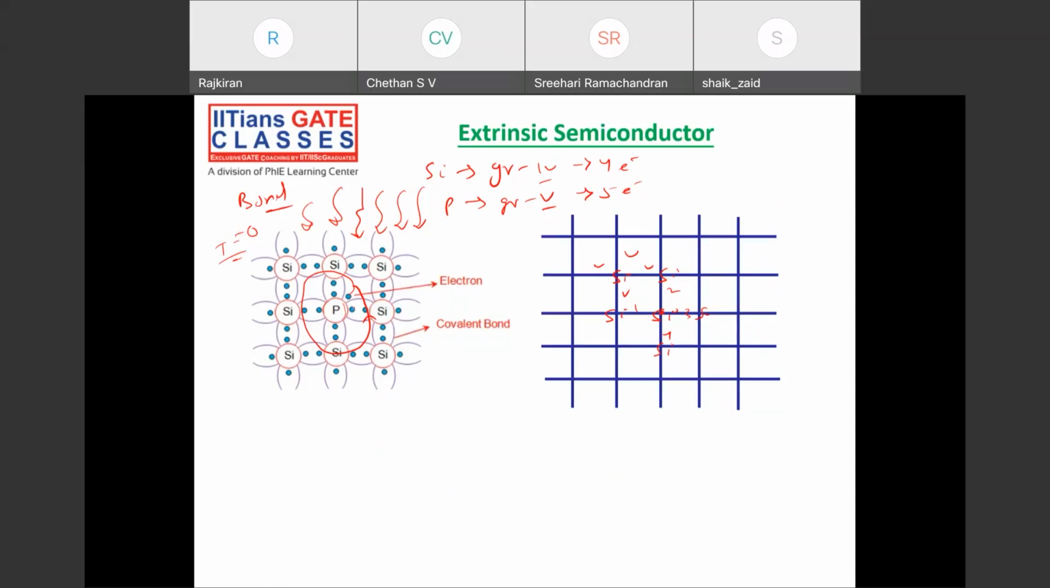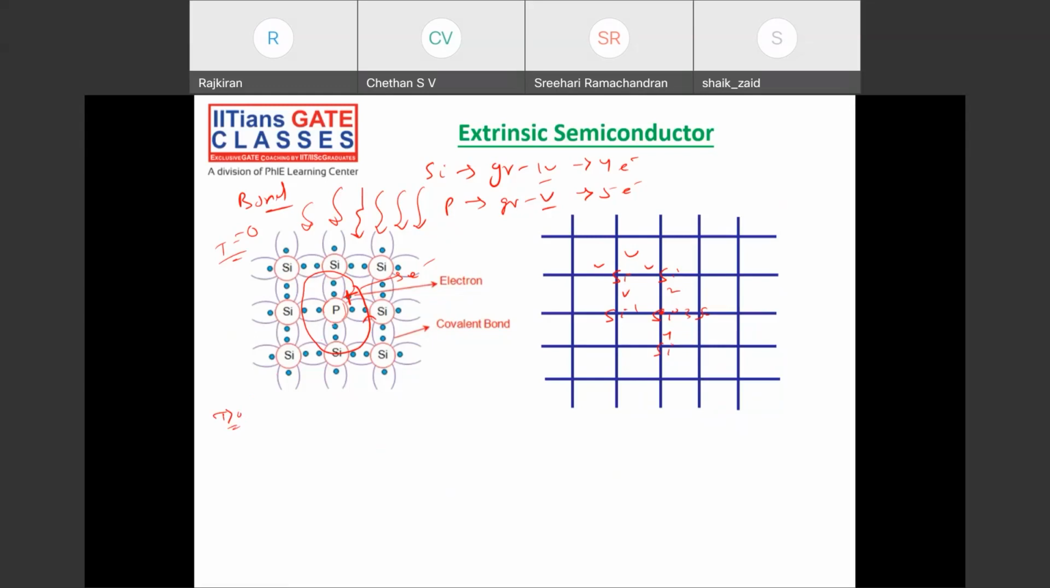This 5th electron needs very little energy in order to become free. Earlier, to break a bond, I needed 1.1 electron volt of bond energy, but the 5th electron is revolving around the phosphorus. It needs very small energy to detach from the phosphorus and become free. Whenever the electron is free, since the phosphorus has given 1 electron to the crystal, it becomes positively charged.